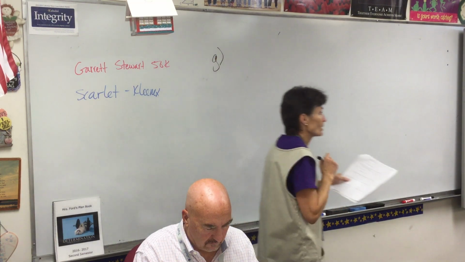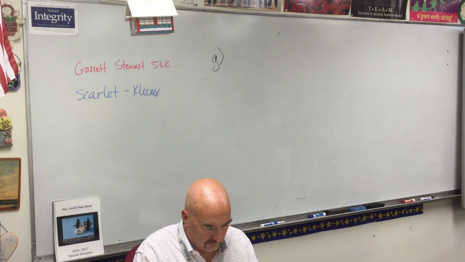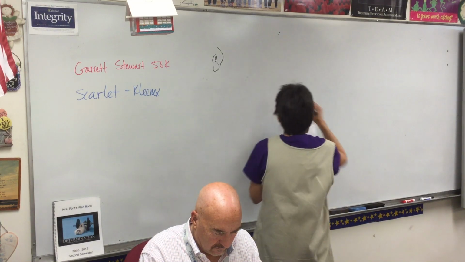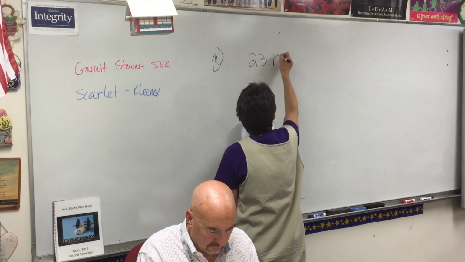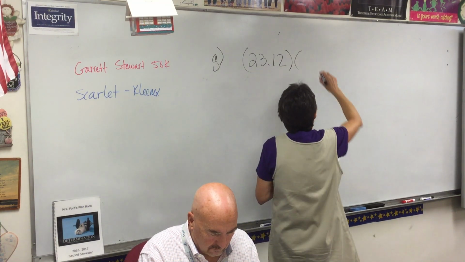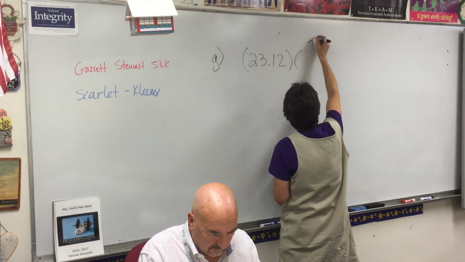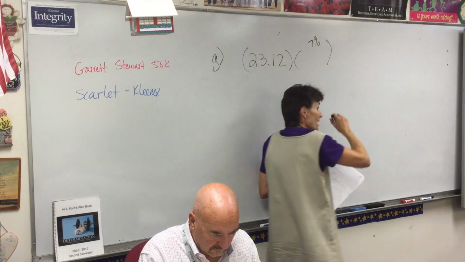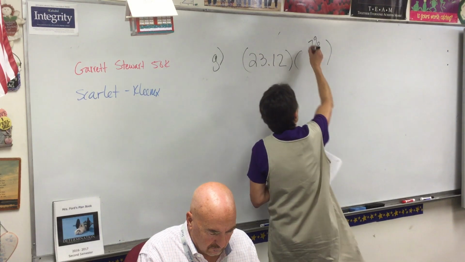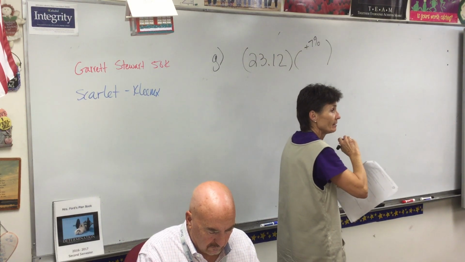I am on page 14 of my notes. I am doing problem G. I am going to find the final cost of a meal if the food costs $23.12. There is a 7% tax. Now, does tax get added onto your bill or subtracted? Added. So that's going to be a plus 7%.